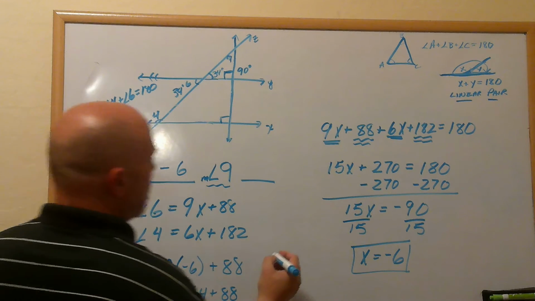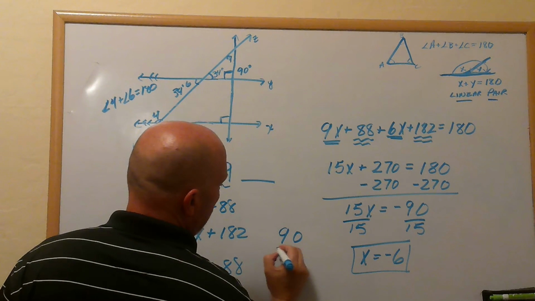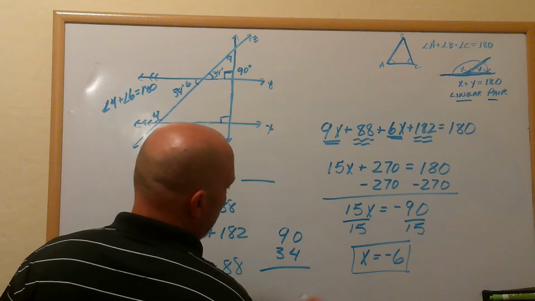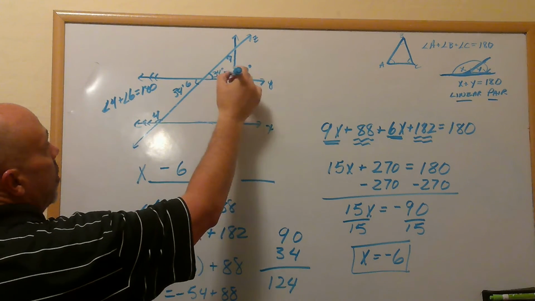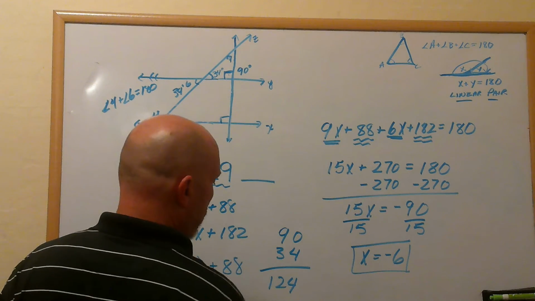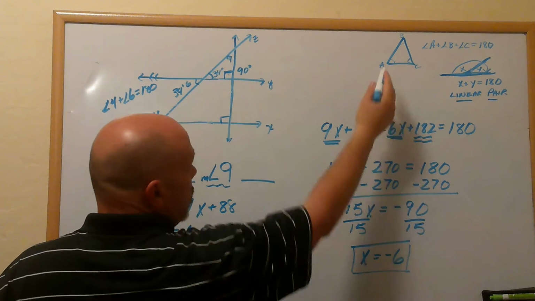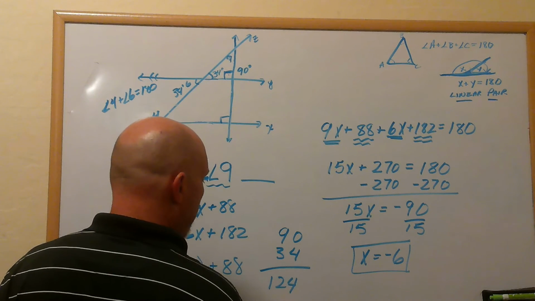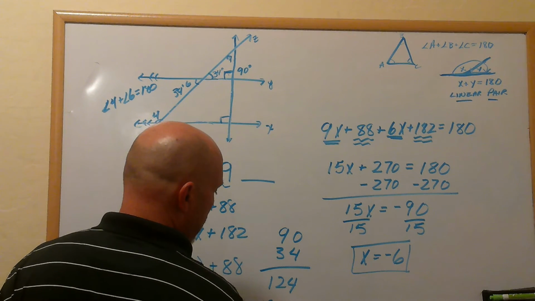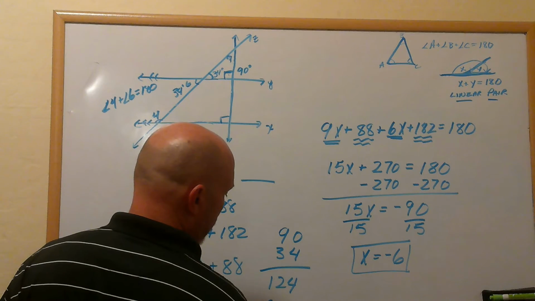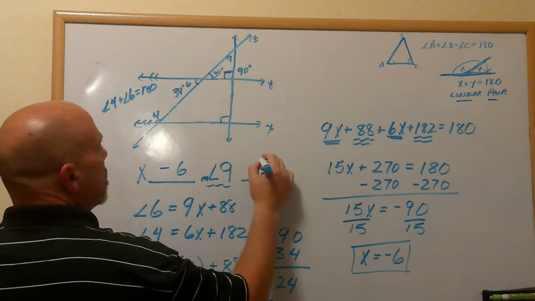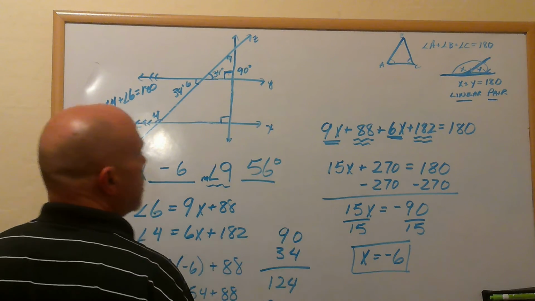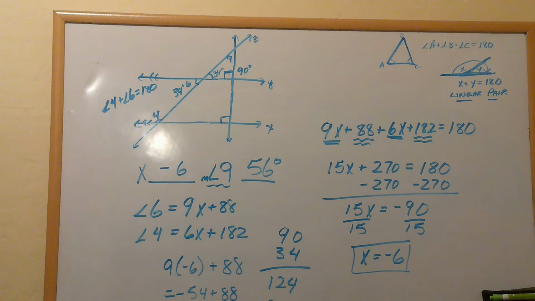Let me find some space here. So we got 90 plus 34. That's going to give me 124 degrees. So this angle plus that angle is going to equal 124 degrees. My triangle sum theorem means all three of them add up to 180. So now I could take 180, subtract that 124, and I'm going to get 56. Angle 9 is 56 degrees. And that's it. That's how we solve for any unknown angles.